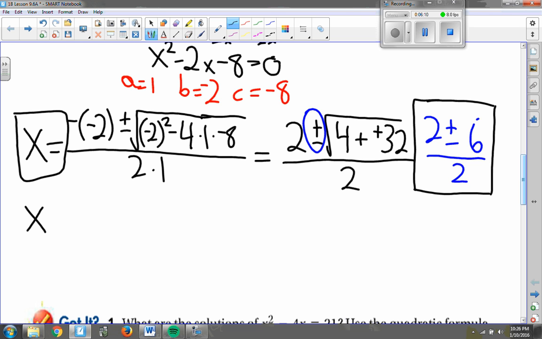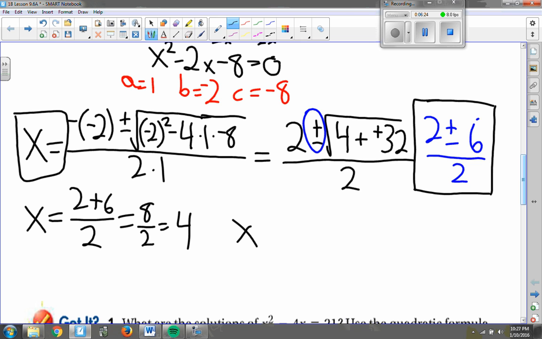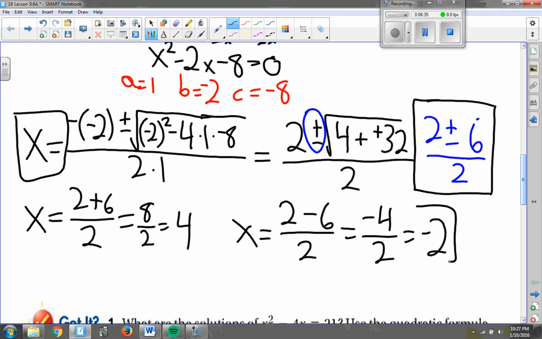So one option for me is x equals 2 plus 6 divided by 2. 2 plus 6 obviously is 8. 8 divided by 2 is equal to 4. That's one option. The other option is x equals 2 minus 6, all divided by 2. 2 minus 6 is equal to negative 4, divided by 2 will give me a negative 2. My two answers are x equals negative 2, or x equals positive 4, and that came from my quadratic equation.